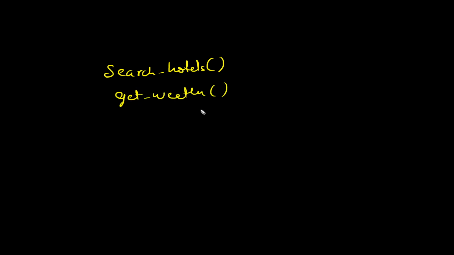So in multi-function calling, in the example which I mentioned now, the model first calls the search hotels function, and then it calls the get weather function. And then it combines both results and then replies to you properly.